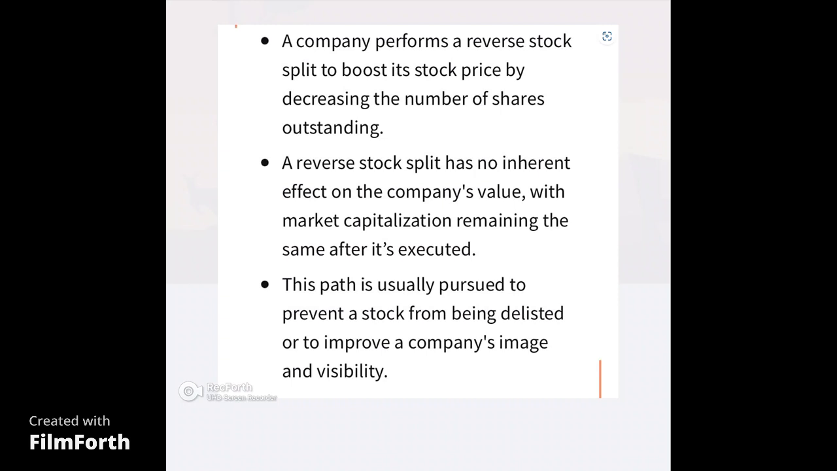All right, guys, so there is a NASDAQ rule that your stock needs to be trading above $1 in order to maintain its listing on the NASDAQ.